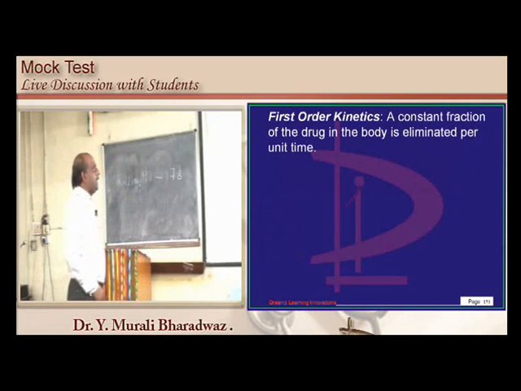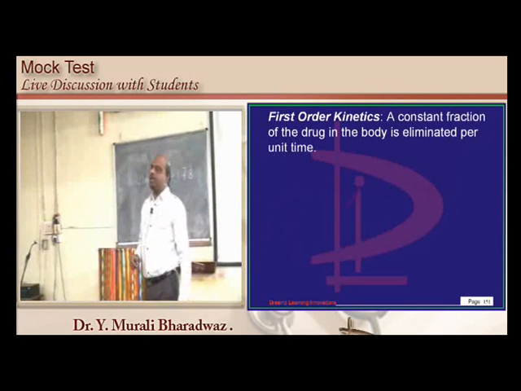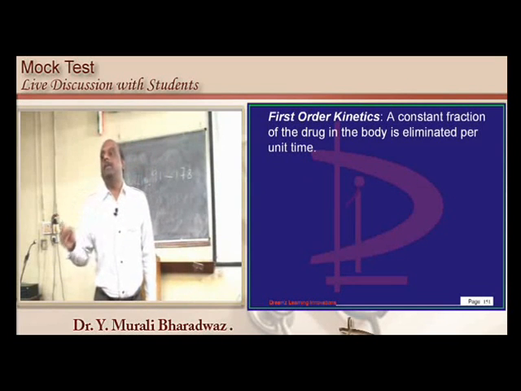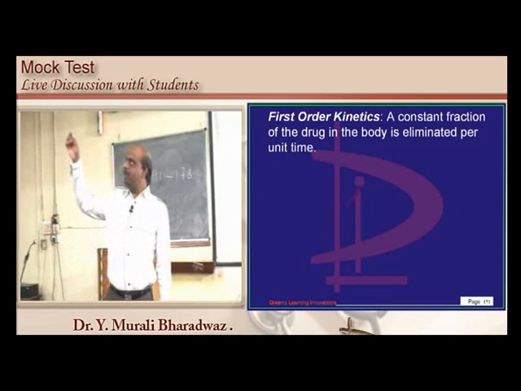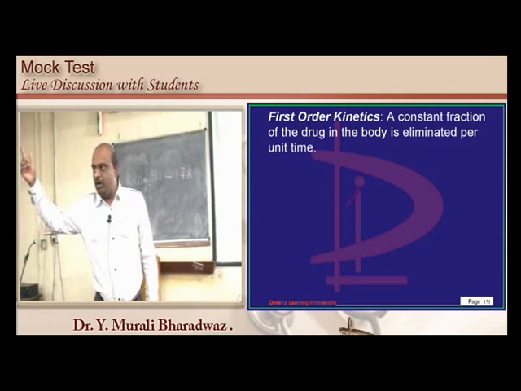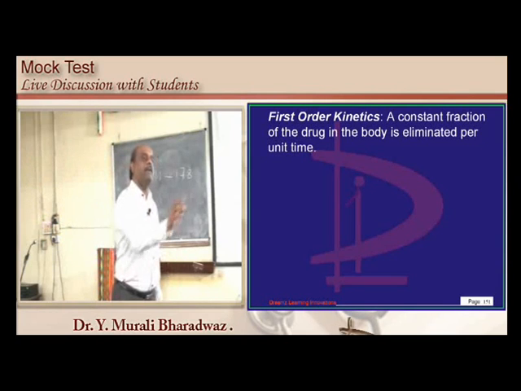In first order, a fraction of the drug is eliminated per unit time. In zero order, a fixed amount of substance is decreased. 100 becomes 75, 75 becomes 50, 50 becomes 25, 25 becomes 0. Every time 25 milligram decreases in the same time, you call it zero order. Whereas 100 becomes 50, 50 becomes 25, 25 becomes 12.5, taking the same time, is called first order.